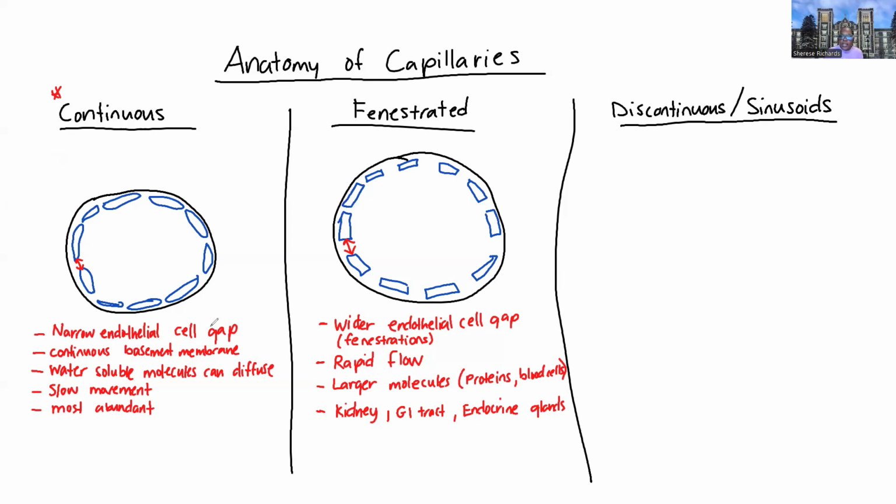Now, discontinuous sinusoids, these are going to be much different. They have a discontinuous basement membrane. So even the basement membrane itself has openings, and the openings are even larger. And then the endothelial cells are separated as well.